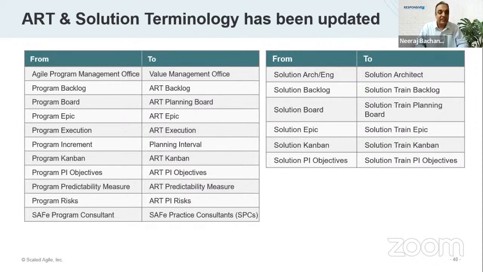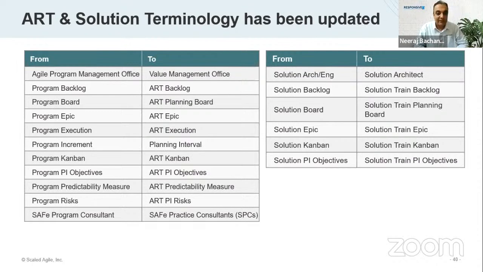And like I mentioned earlier, the SAFe Program Consultant would now be called a SAFe Practice Consultant. Also at the solution level, you would see the solution architect/engineer has now become solution architect. The solution backlog is now called the solution train backlog, because it more represents how the backlog operates at a larger solution level.